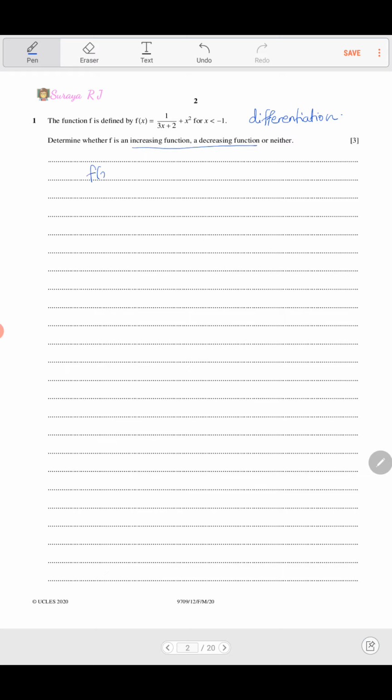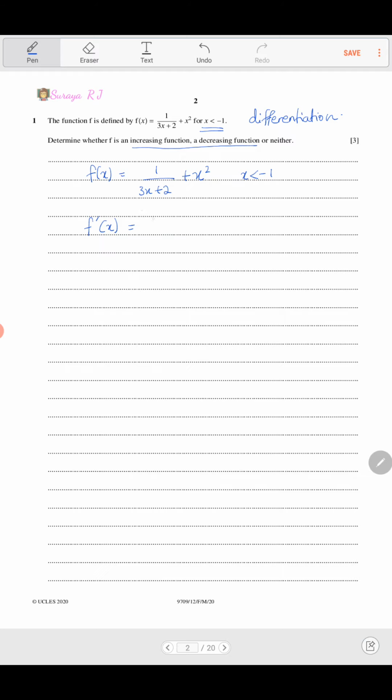So we have f(x) is equal to 1 over 3x plus 2, plus x squared. And the function is defined for the domain x is less than minus 1. This is the domain of the function f. Now, to determine whether it is increasing or decreasing, we have to calculate an expression for f dash of x. That is the derivative of f(x), which is also known as the gradient function.